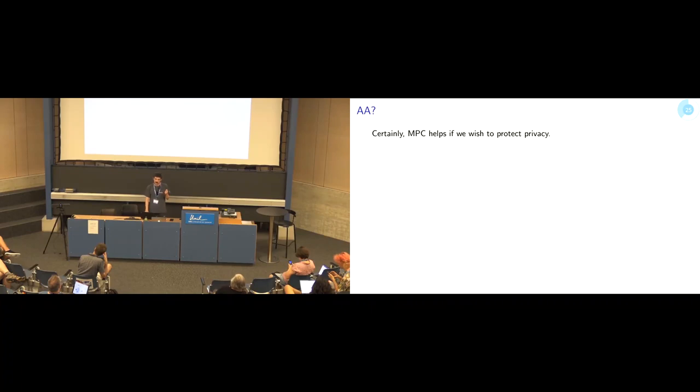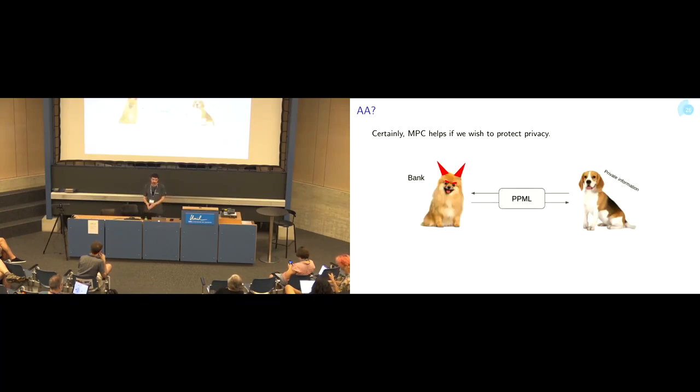Now, returning to this PPML scenario, if we use MPC, then we have certainly solved the privacy issue, because formally, that is what it does. MPC or some other privacy-enhancing technology, like fully homomorphic encryption or, to some degree, secure hardware, or zero-knowledge proof systems and so on, they give you privacy. And this really fixes it. So if we have the malicious scenario where the bank tries to steal your information, then no problem, because we use PPML. So this privacy issue is solved.